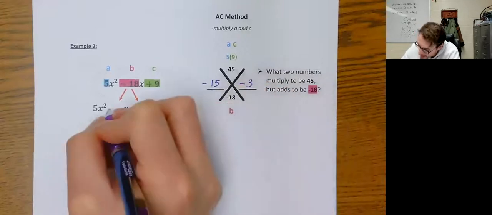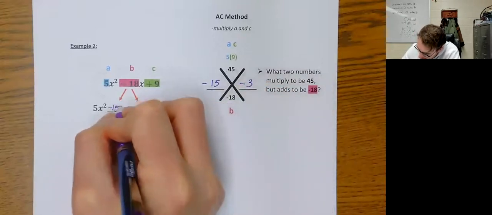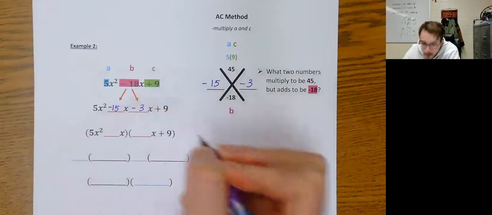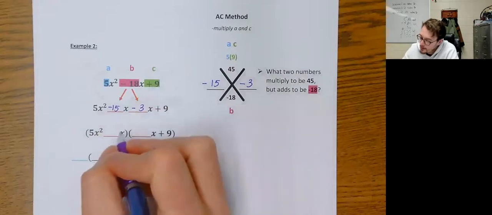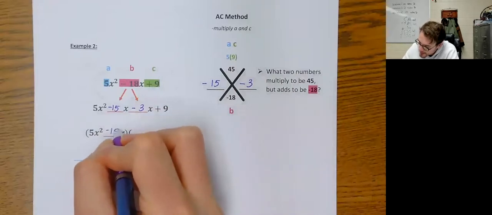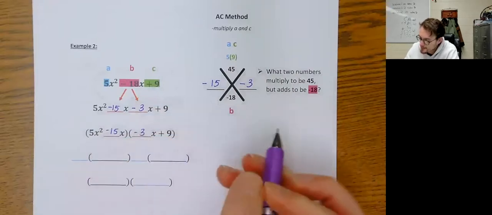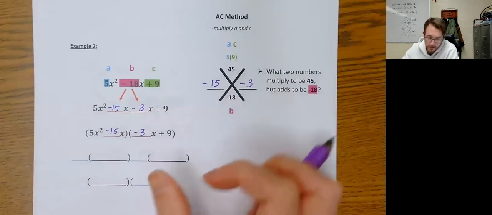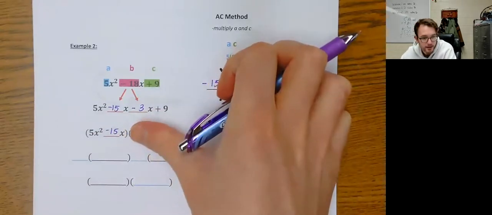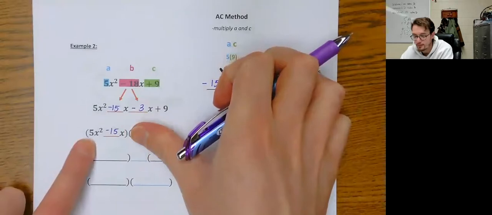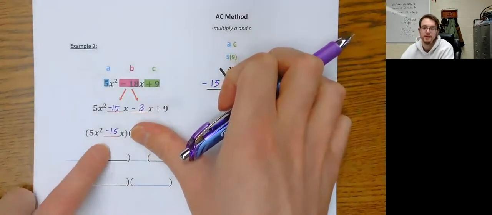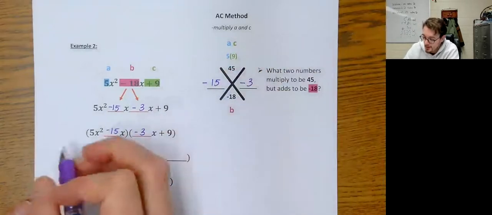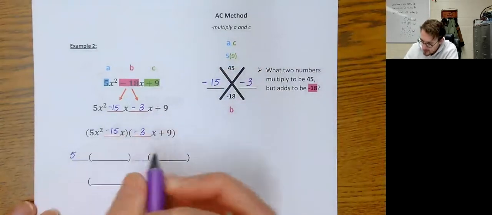So I'm going to separate these out into negative 15x minus 3x. All right, and then you group it. So I get 5x squared minus 15x, negative 3x plus 9. Now looking here, what is the greatest common factor that you can factor out? Can I factor 5? Does 5 go into 5? Yes. Does 5 go into 15? Yes. So I'm going to factor out a 5.